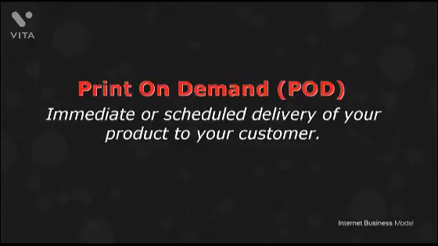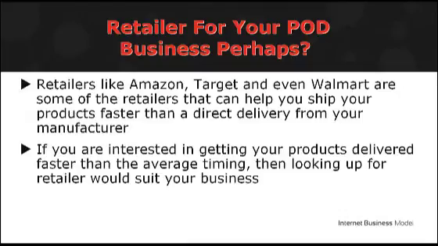An on-demand delivery is the immediate or scheduled delivery of your product to your customer. It's being initiated immediately right after they make their order. Many of the largest retailers in the world have taken note of POD business and realize they can assist in getting products to customers quicker. Retailers like Amazon, Target, and even Walmart can help you ship your products faster than a direct delivery from your manufacturer. If you're interested in getting your products delivered faster, then looking up a retailer would suit your business.